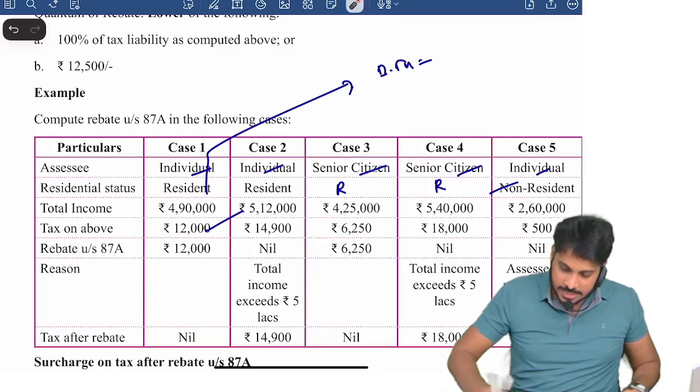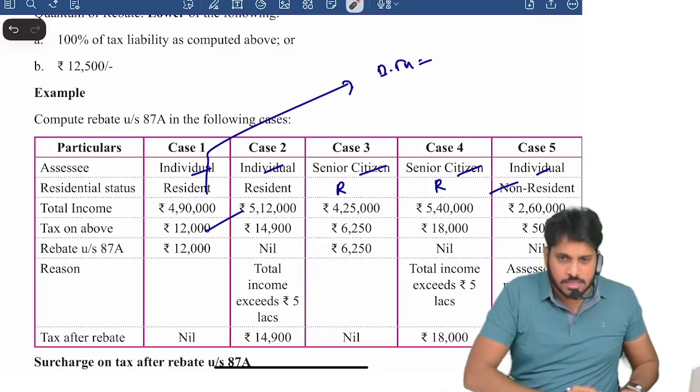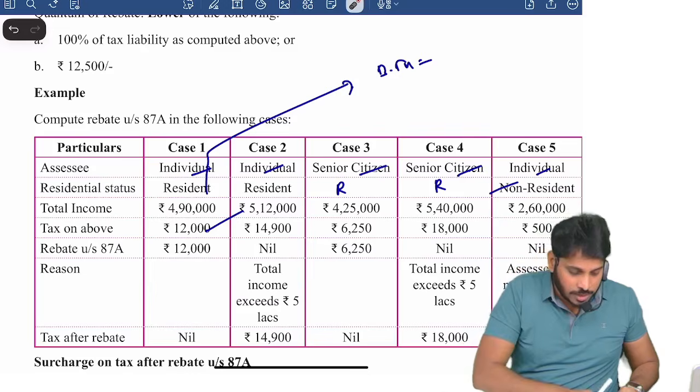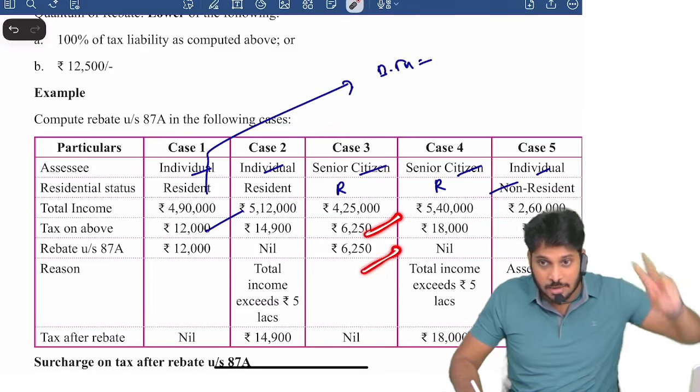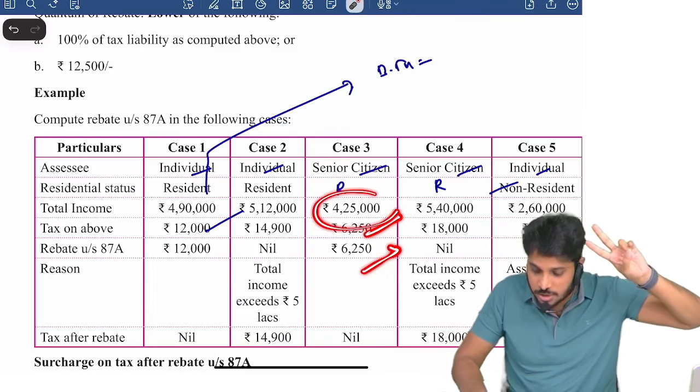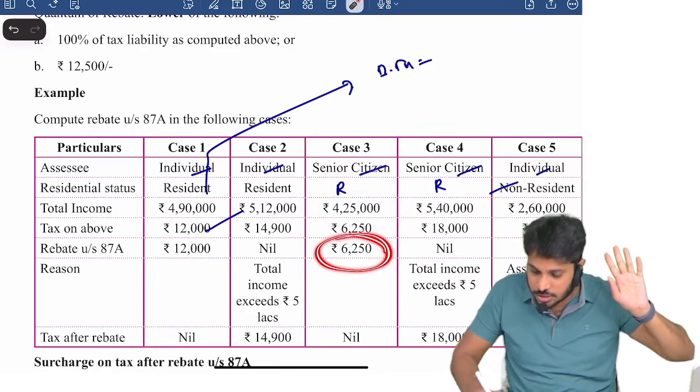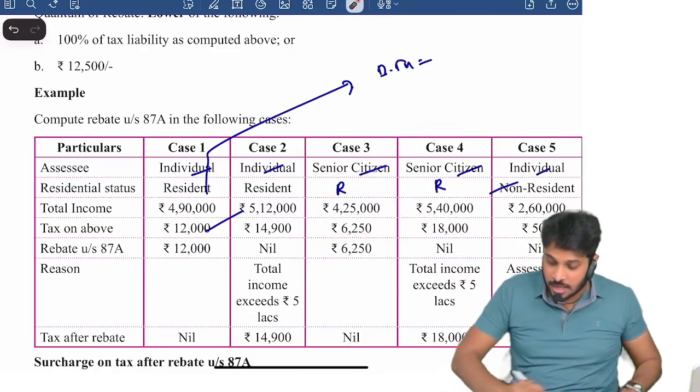Then third category, senior citizen 4,25,000. Senior citizen, 3 lakhs exemption. So 1,25,000 into 5%, 6,250, minus rebate, up to 12,500 you can claim, because total income is not exceeding 5 lakhs. So 6,250, 0. Then senior citizen 5,40,000.